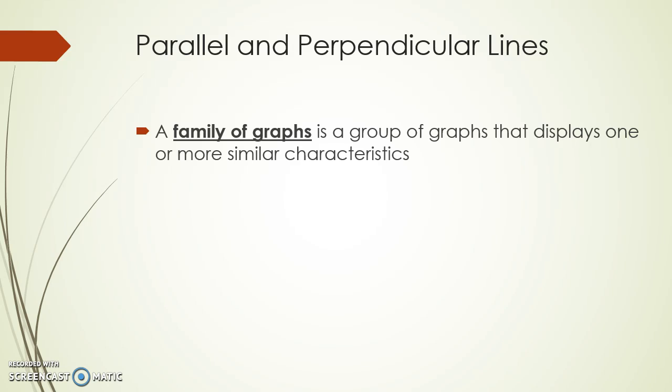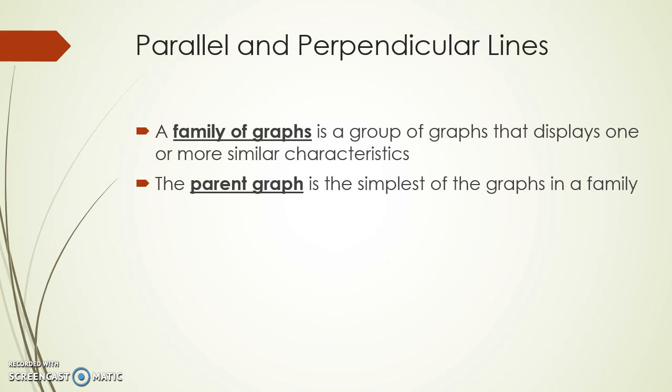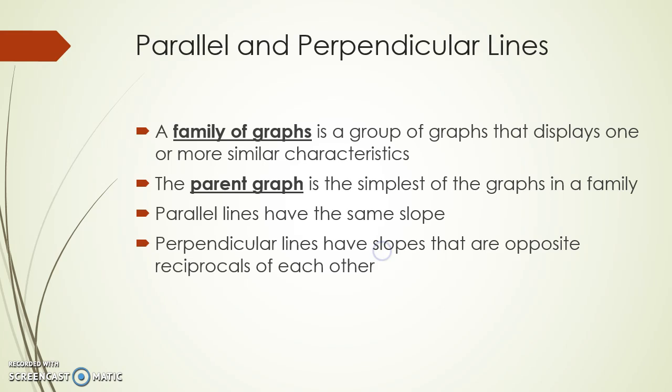Now, a family of graphs is a group of graphs that displays one or more similar characteristics. So you can have graphs with the same slope, or graphs with perpendicular slopes. Your parent graph is the simplest of the graphs in the family. Like I said, parallel lines have the same slope, and perpendicular lines have slopes that are opposite reciprocals of each other.